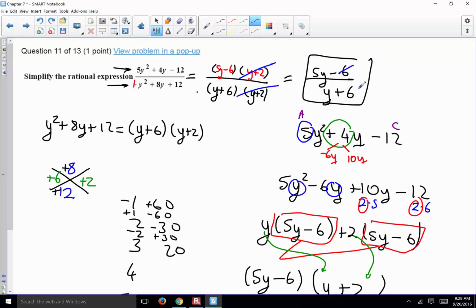This is the final result, but I have a question. Can't we cancel these? Can't we cancel y as well and get only what is left? 5? Look, 6's are canceling, y's are canceling, only 5 survived here. I have a feeling this is the right answer.